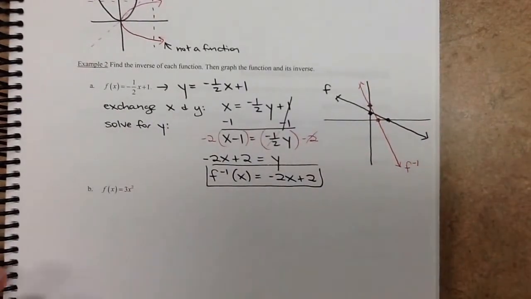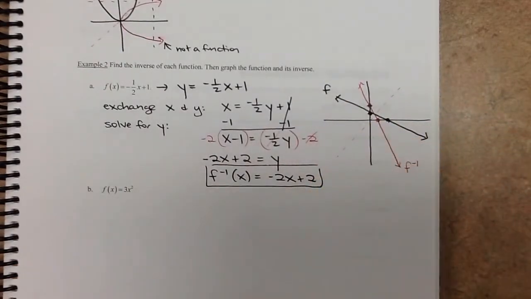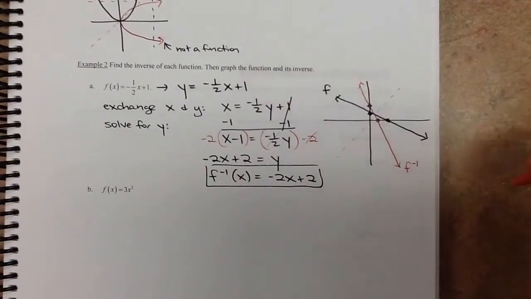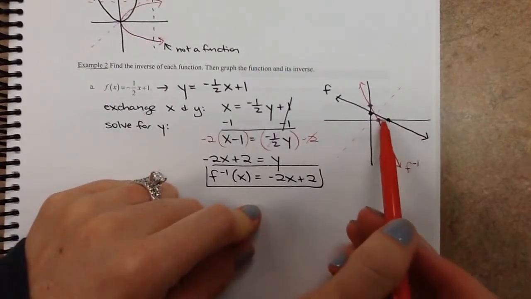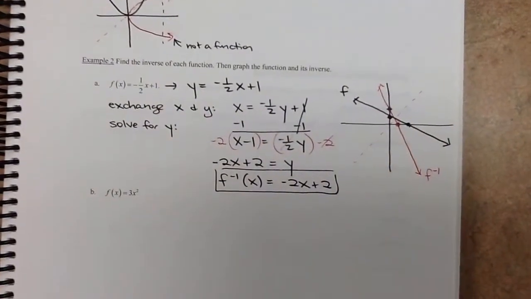And you can see if we were to sketch this little dotted line in here, the black line and the red line are reflected over that line. Like this piece is reflected over here, this piece is reflected over here, all around that line.